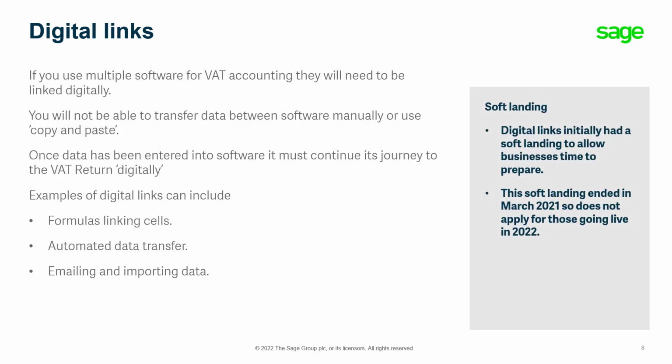Initially, HMRC allowed a soft landing period for digital links. However, this ended in March 2021. So digital links will need to be considered from the outset if you're going to go live in April 2022.